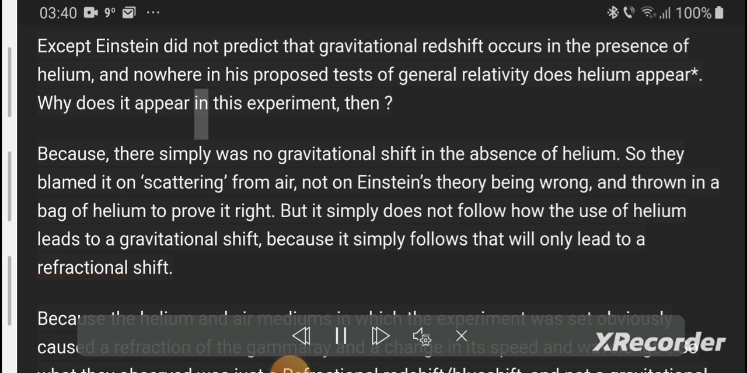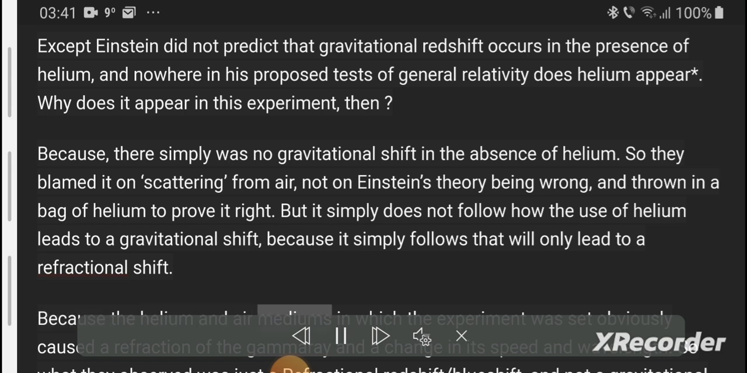Why does it appear in this experiment, then? Because there simply was no gravitational shift in the absence of helium. So they blamed it on scattering from air, not on Einstein's theory being wrong, and threw in a bag of helium to prove it right. But it simply does not follow how the use of helium leads to a gravitational shift, because it will only lead to a refractional shift.